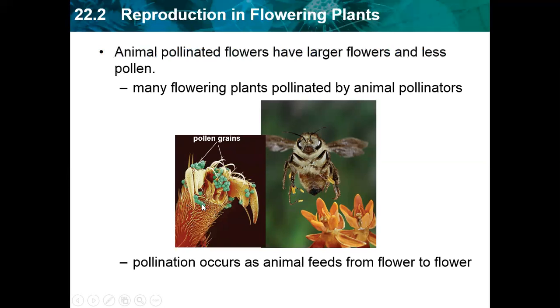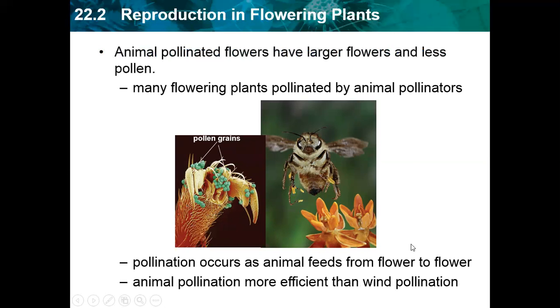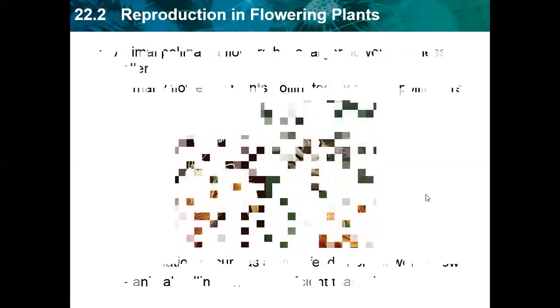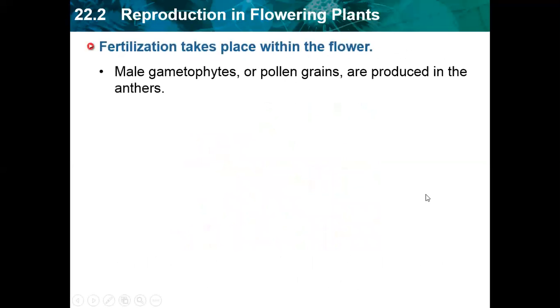Pollination occurs as animals feed from flower to flower, and animal pollination is more efficient than wind. The reason is because wind pollination doesn't have any agent that carries the pollen grain. But for the animals, the pollen grains are carried by the pollinators. This is an example of a pollinator. And also, we should know that fertilization in flowers takes place inside the flowers.